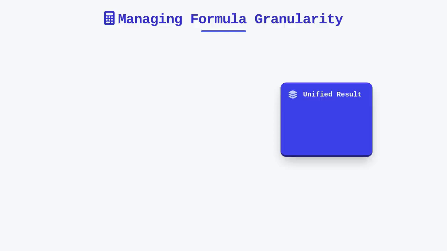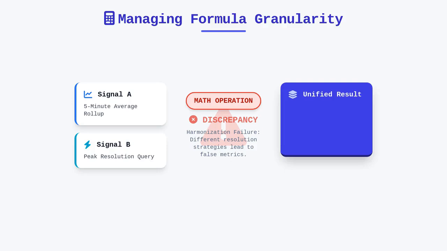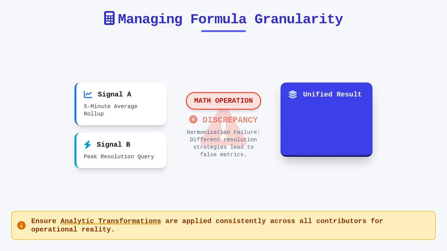If one contributing signal is averaged over a 5-minute window and another is queried at peak resolution, the resulting division or subtraction may reflect a mathematical discrepancy rather than a true operational reality. Always verify the underlying data resolution and rollup settings for every handle involved in your equation to maintain total accuracy in your derived metrics.